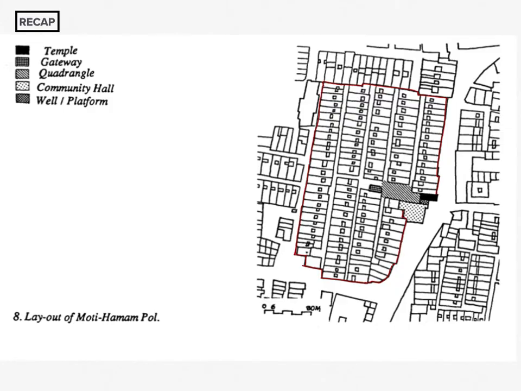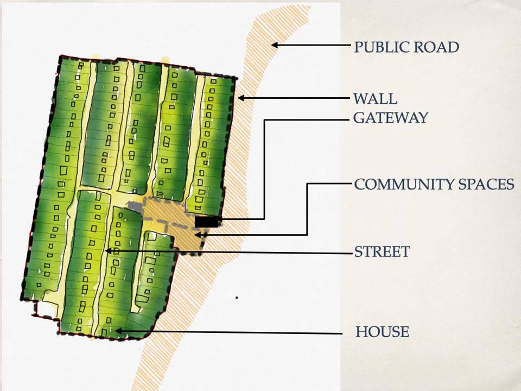We will begin today's session with a recap of the pole houses of Ahmedabad, which we discussed in lecture 5. The entire pole was enclosed by a wall and marked with an entrance gateway. Community spaces like the temple and a common quadrangle were at the entrance. The streets were accessed off these spaces, while the houses were accessed off the streets. The elements: a public road, wall, gateway, community spaces, street, and the house.